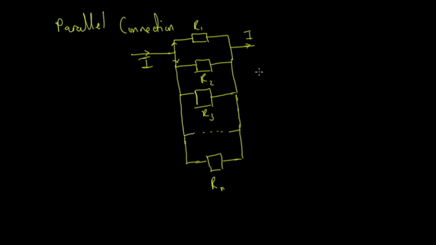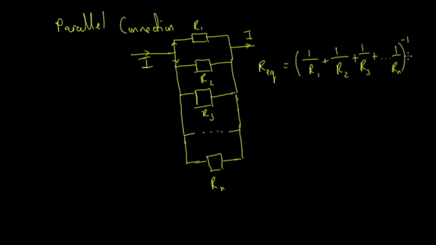So what we discovered in electrical engineering is that the equivalent resistance, Req, for a parallel connection, is equal to the sum of the inverses of the resistors: 1 over R1 plus 1 over R2 plus 1 over R3 plus dot dot dot 1 over Rn, to the power minus 1. So in other words, if you want to calculate the equivalent resistance, you first add the inverses, add the reciprocals, and say to the power minus 1.